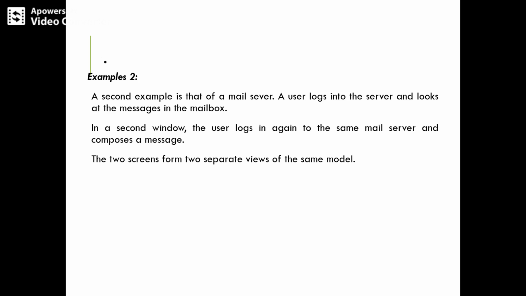So here also, in the mail server there are two screens, two separate views of the same model. The model is the mail server, the same model, but one is viewing the inbox, that is the mailbox, with messages sent by friends or others. We are looking at the messages, and at the same time, if we want to reply, we are replying with a composed message. So these are two screens showing two separate views of the particular model. So this is another example. Like that there are a lot of examples.